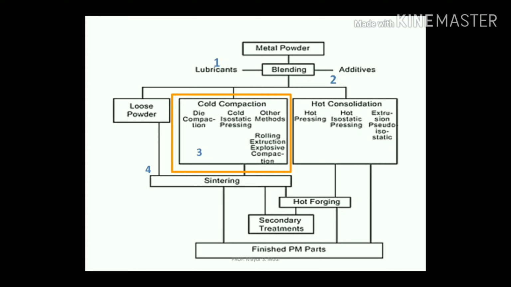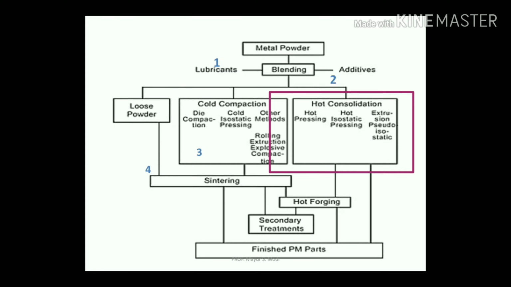It has two types, cold compacting and hot compacting. In the case of cold compacting, there are die compacting, cold isostatic pressing, and other methods like rolling, extrusion and explosive compacting. In the case of hot compacting, there are hot pressing, hot isostatic pressing and extrusion. After the shaping process, it goes further into the sintering process.